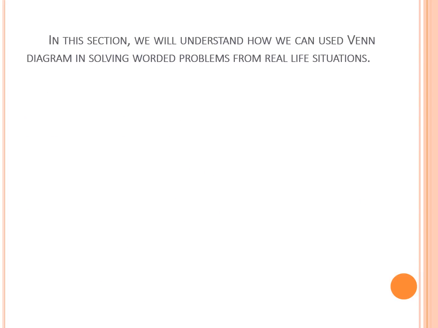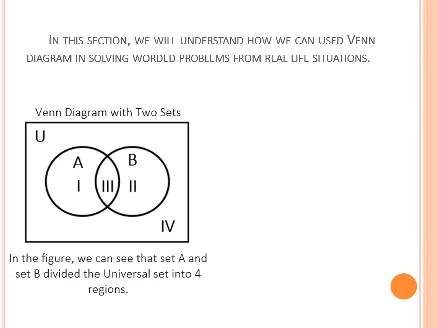Now, we have here another section. In this section, we will understand how we can use Venn diagrams in solving worded problems from real life situations. Given two sets, this is how we can put numbers to indicate the parts of the Venn diagram. So we have part 1, part 2, and part 3. And then part 4 is outside.